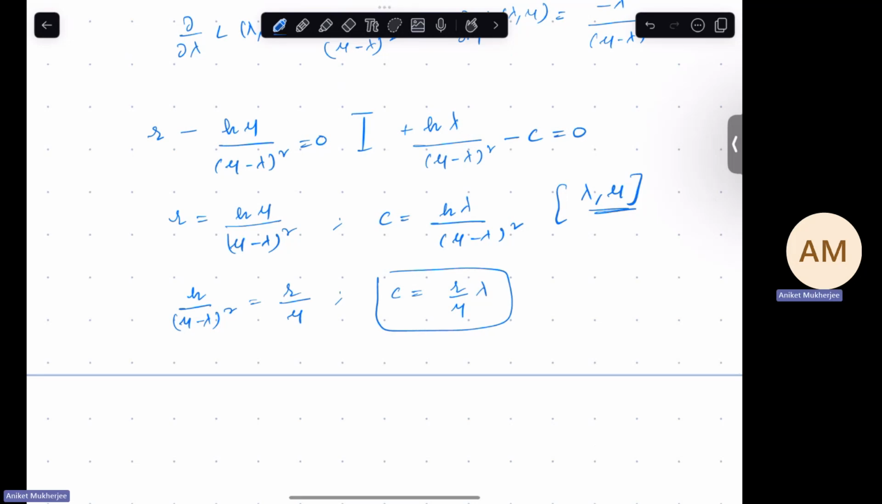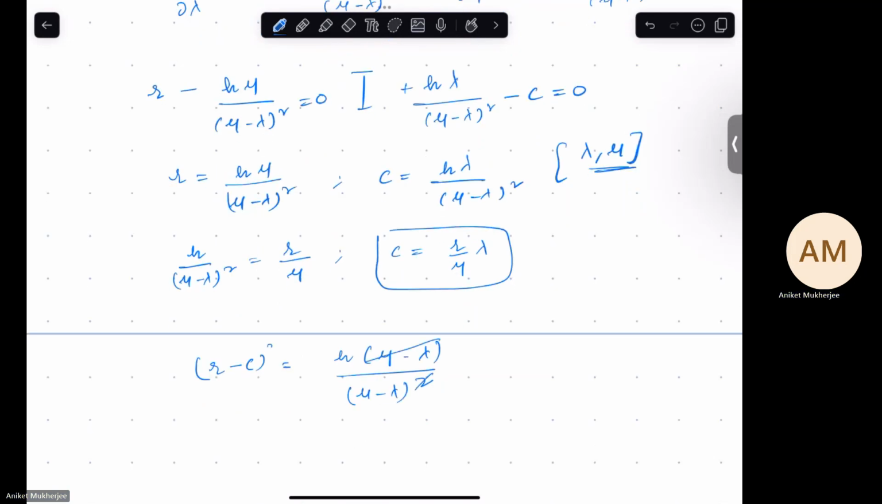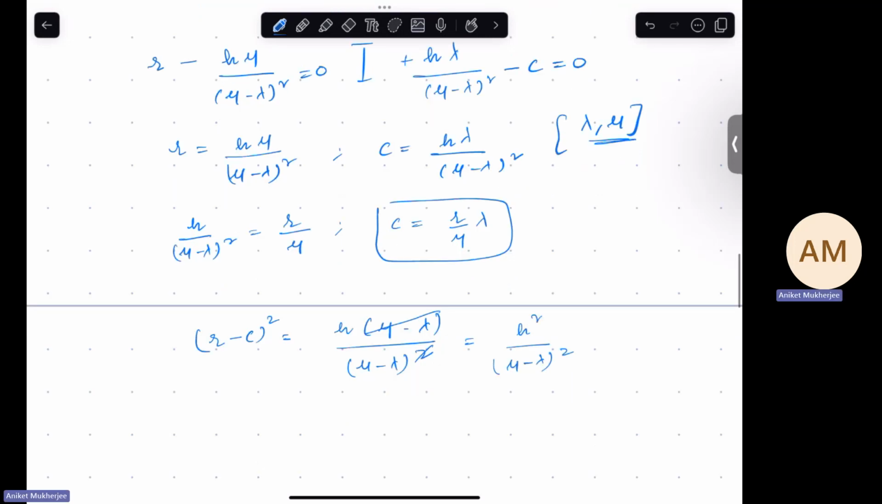This is one equation, and then we have, so if we subtract R minus C, what do we get? We get H into mu minus lambda by mu minus lambda whole square, which is H by mu minus lambda whole square. But H by mu minus lambda whole square is also R by mu and is also C by lambda.